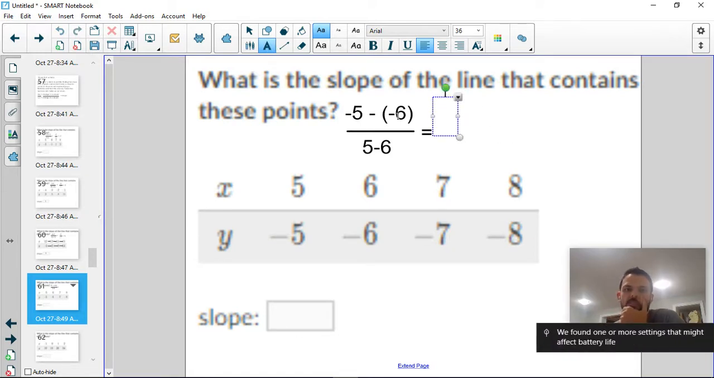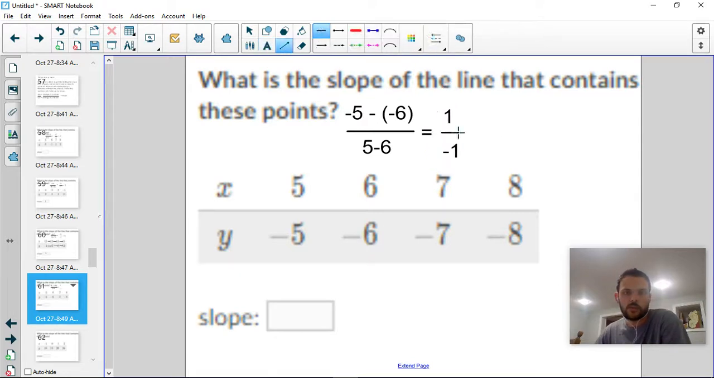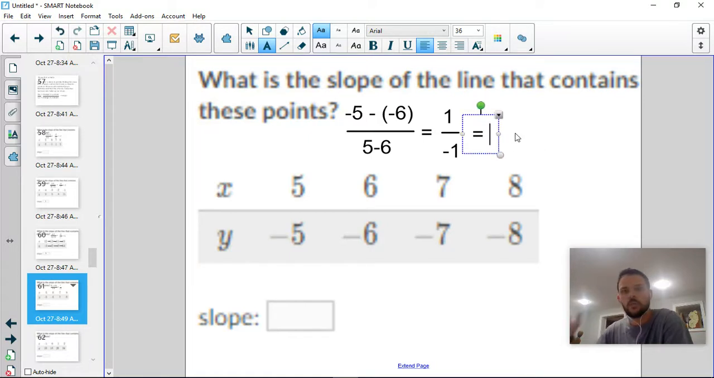-5 minus -6. That'd be the same as -5 plus 6. So this time that would be +1. And then in the bottom, 5 minus 6 is -1. All right, so let's get our fraction bar in here. Let's get our equal sign and simplify that one more time. So 1 divided by -1 is -1. This time our slope is -1. All right, so we can have negative slopes from the table as well, but pretty straightforward.